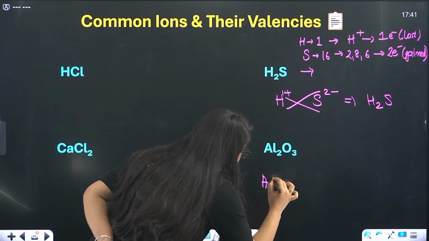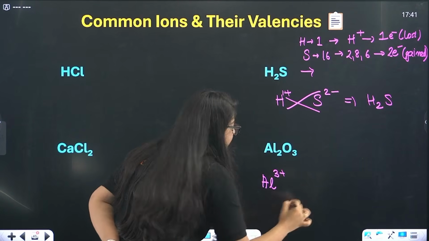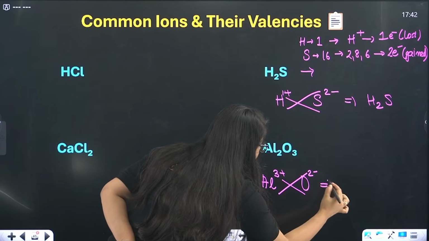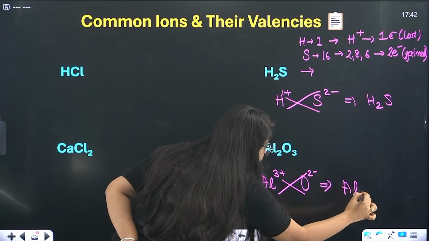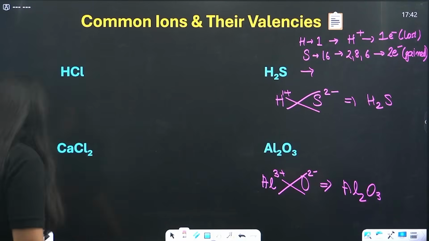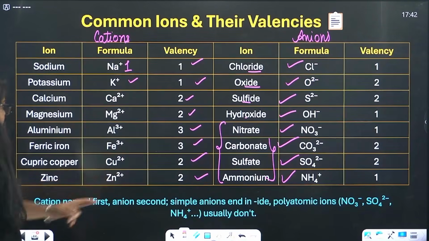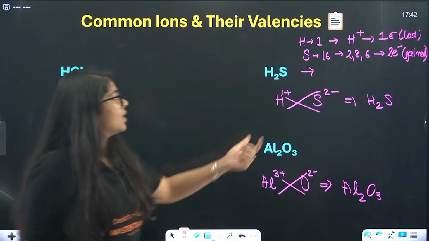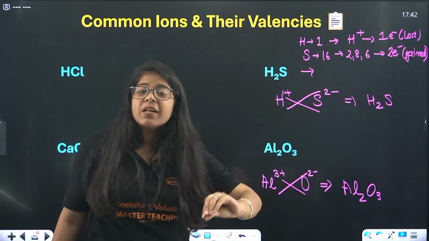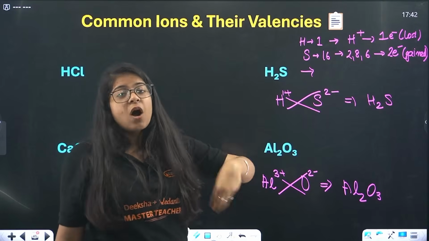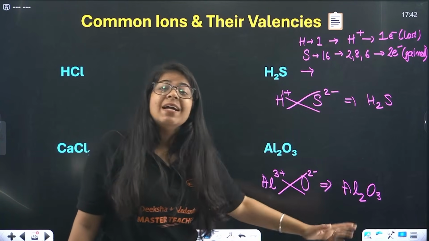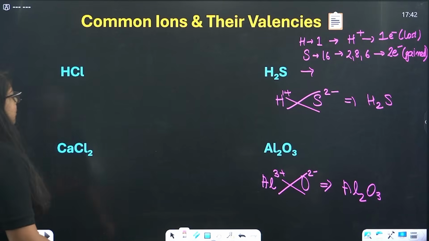Okay, try it with this one. Al 3 positive, O 2 negative. So cross multiply, write it down in their feet. We have Al2O3. Understood? How will you know this? By remembering these valences. How do you remember these valences? By remembering the atomic numbers. You know how to write the electronic configuration. You know whether they gain or lose electrons, and hence you will know the formula. It's very easy. You just have to give a little practice.